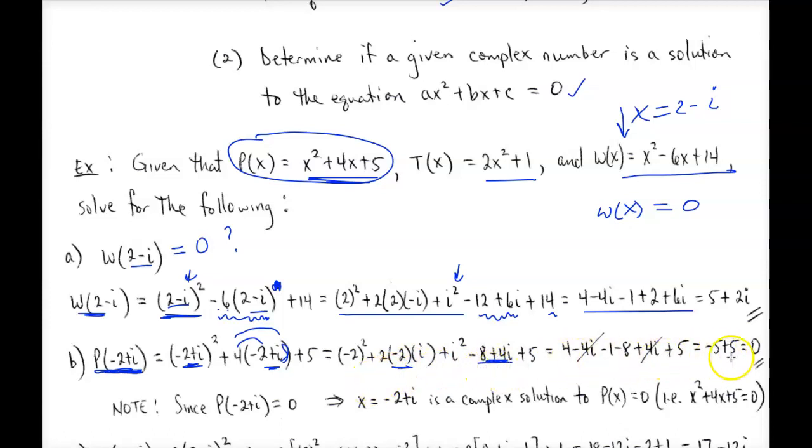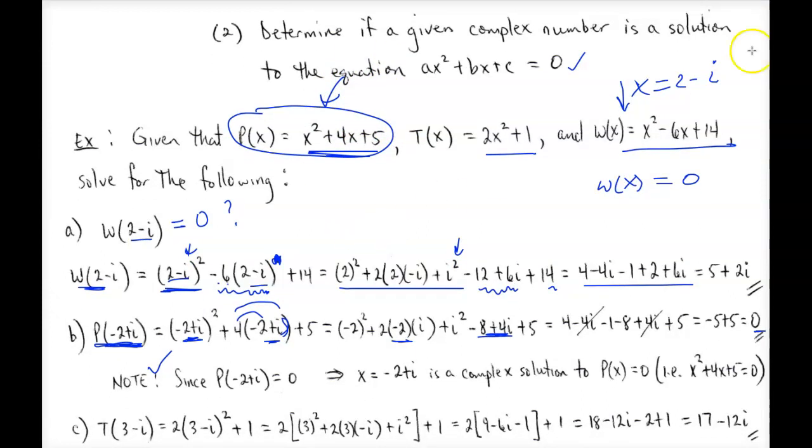And of course, if you simplify everything, you'll see that at the end of the day, you end up getting 0. So that lets you know, as I'm stating down here, that negative 2 plus i is an actual complex solution to this equation here.